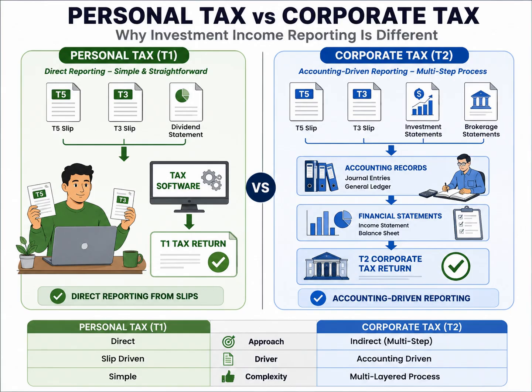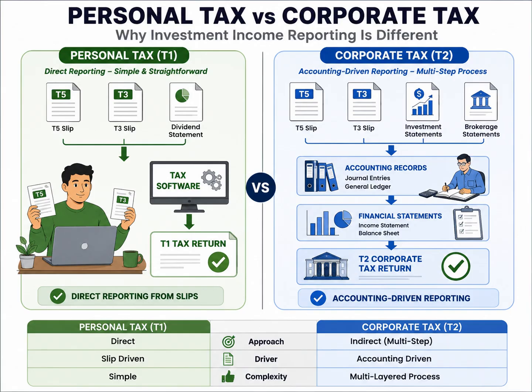Corporate tax reporting works very differently. A corporation may receive the same T3 slips, T5 slips, dividend statements, and investment summaries, but those slips do not usually go directly into the T2 tax return. Instead, the information must first be recorded in the corporation's accounting records through journal entries. Those accounting records are then used to prepare the corporation's financial statements. Finally, the financial statements become the foundation for the T2 corporate tax return.